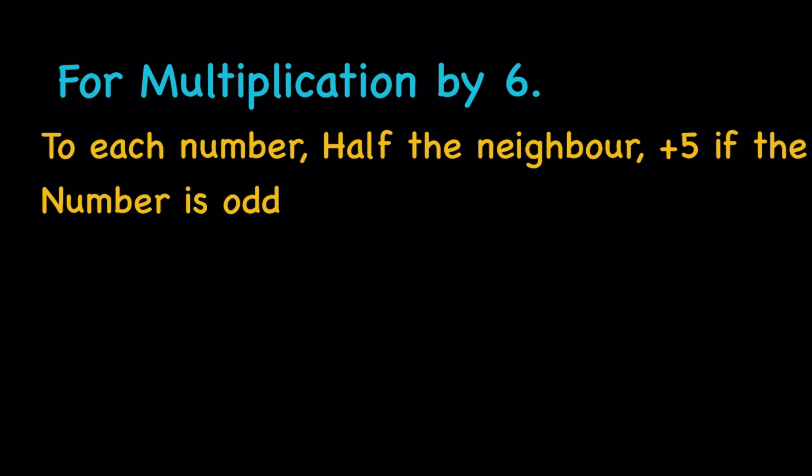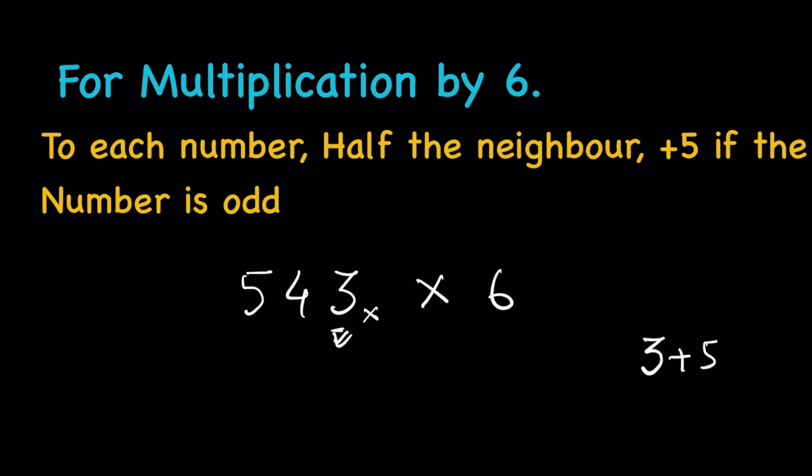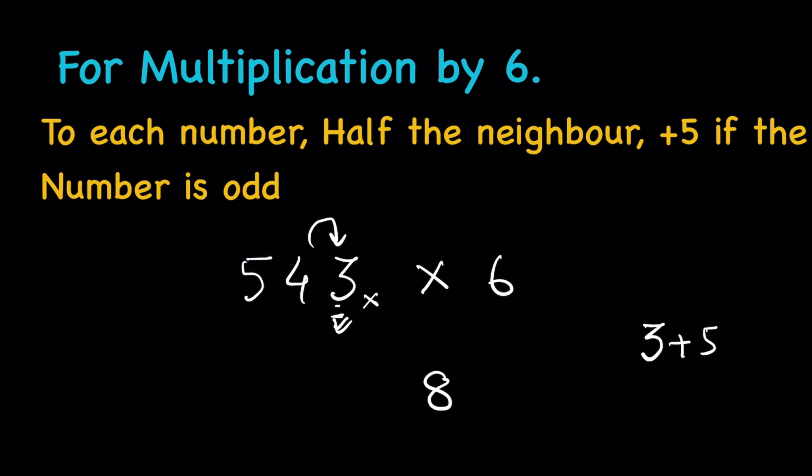Let's take an example. 5, 4, 3 times 6. Again the neighbor is 0, but the number is also included, so we take 3, but 3 is an odd number, so we add 5. So 5 plus 3 is 8. Next the neighbor is 3. Half of the neighbor is 1 plus 4. 4 plus 1 is 5. So we write 5 here.